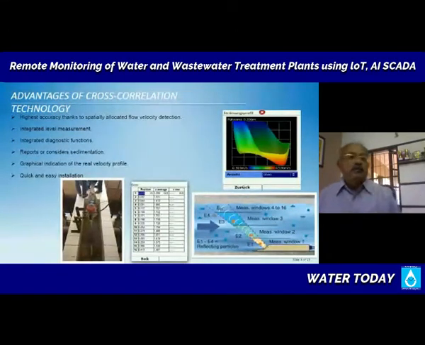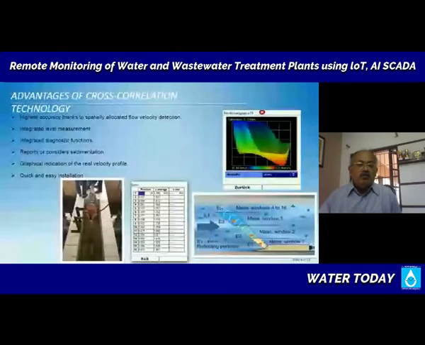So this is a very economical option. Of course, there are various different options to bring data from raw water systems. But suffice it to say that it is a very simple, easy to use, easy to install and maintain device, the cross correlation sensor.